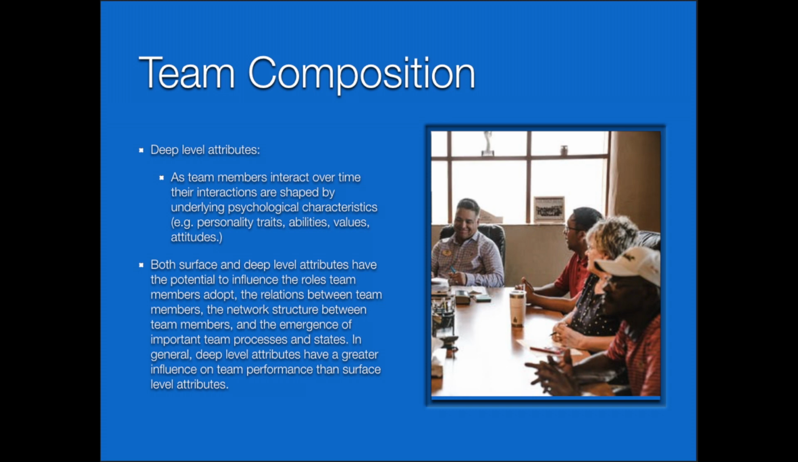Deep-level attributes. As team members interact over time, their interactions are shaped by underlying psychological characteristics, like personality traits. Both surface and deep-level attributes have the potential to influence the roles team members adopt, the relations between team members, the network structure between team members, and the emergence of important team processes and states. In general, deep-level attributes have a greater influence on team performance than surface-level attributes.